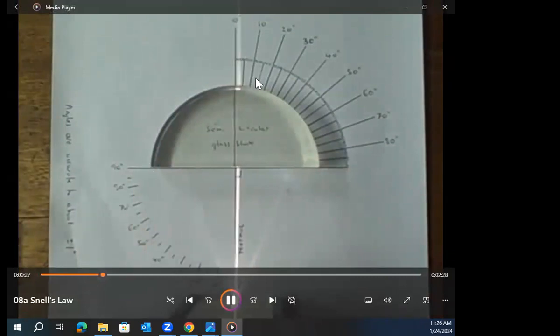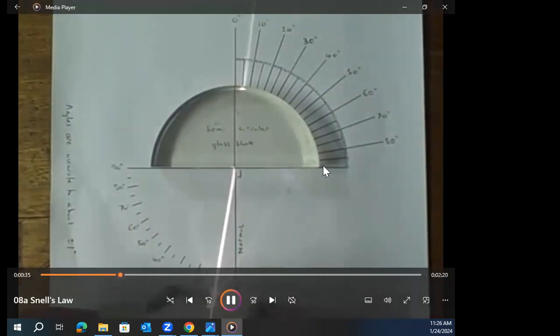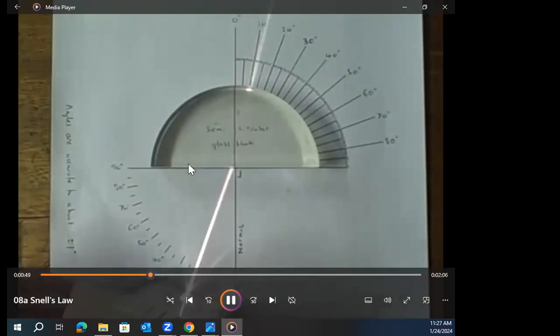Notice he's got this protractor pre-set up. He's got this half circle glass piece, which is a really good shape to have. You guys see this normal line, and it's labeled normal. Look at that, normal, as in perpendicular. That's what that means. So he could have written perpendicular. It's perpendicular to the surface between the glass and the air, right?